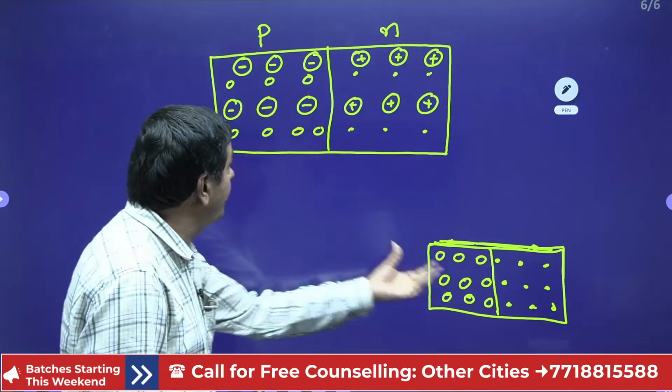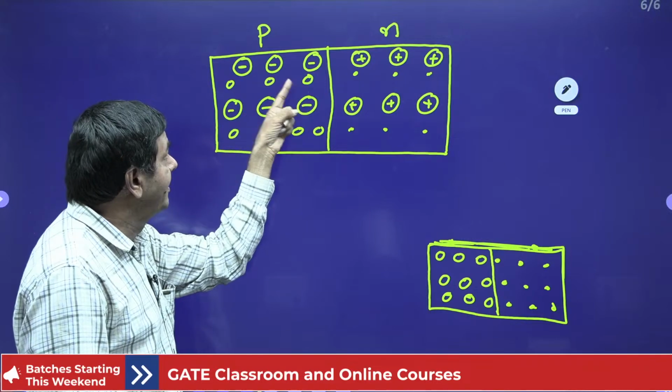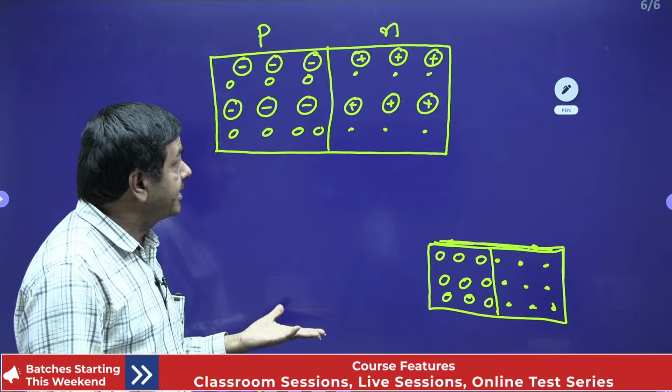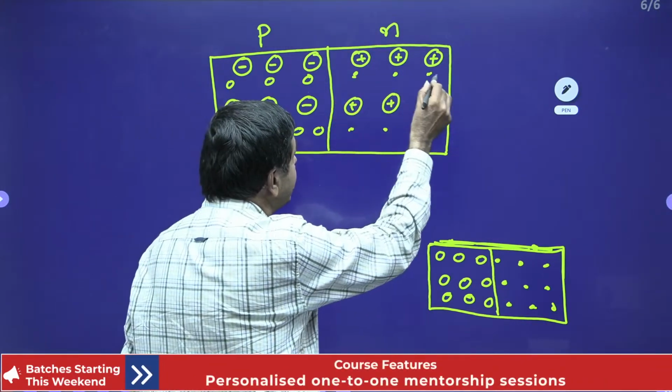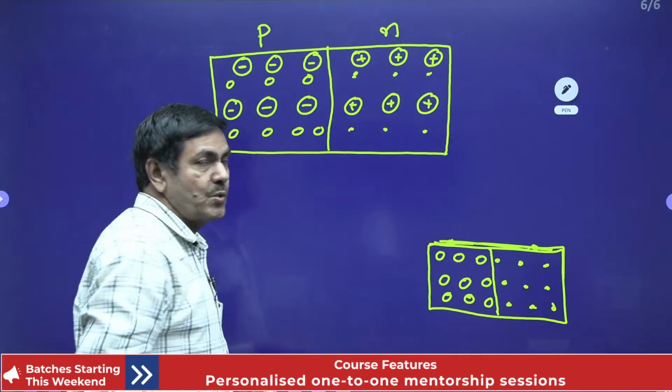Yes, that same point I explained here. The p-type contains a number of holes, and along with the holes we can find negative ions also. In the n-type extrinsic material, we find majority carriers of electrons, and along with the electrons we find positive ions also.